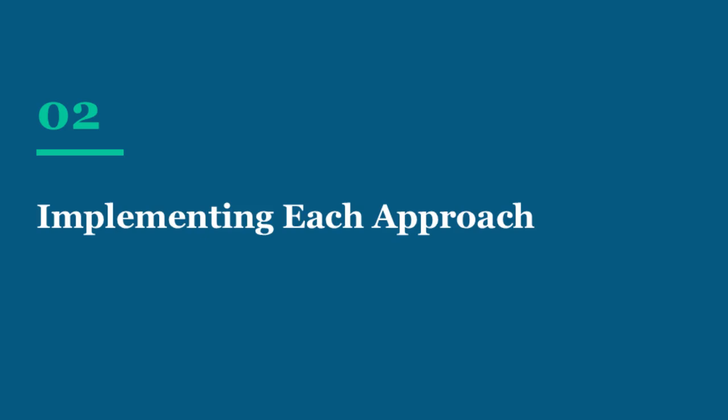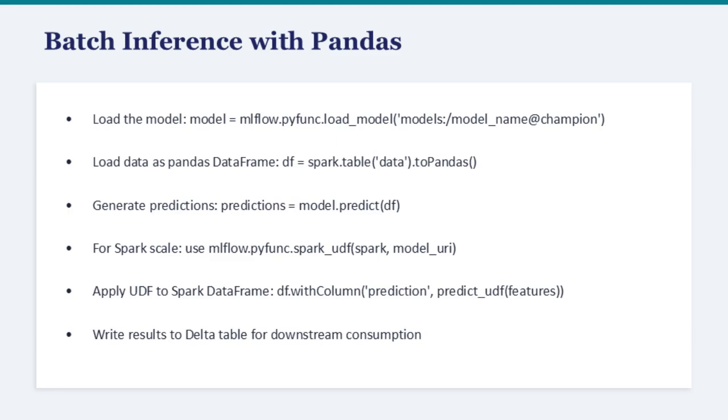So now let's get into the implementation details for each approach. The exam tests specific code patterns and methods for this. So let's start with batch inference. For batch inference, there are 2 patterns depending on your data scale. For small data that fits into your memory, load the model with mlflow.pyfunc.load_model using the champion alias, load your dataset as a pandas DataFrame, and then call model.predict to generate predictions. It's simple and fast. For larger data that requires distributed processing, use mlflow.pyfunc.spark_udf.